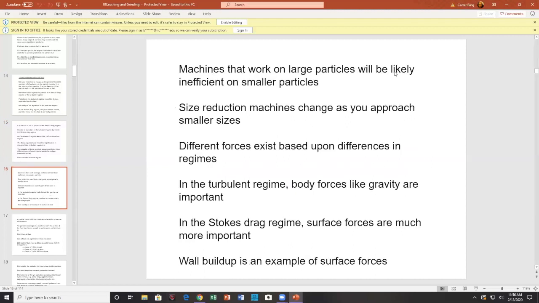Machines that work on large particles will likely be inefficient on smaller particles. So size reduction machines change as you approach the smaller sizes. Different forces exist based upon the differences in the regime. In the turbulent regime, body forces like gravity are important. In the Stokes drag regime, surface forces are more important. In the turbulent regime, density is important. In the drag regime, viscosity is important. For example, if you have substantial wall buildup, that's a sign of the action of what might be referred to as surface forces.